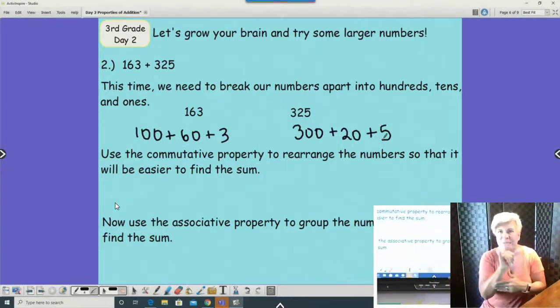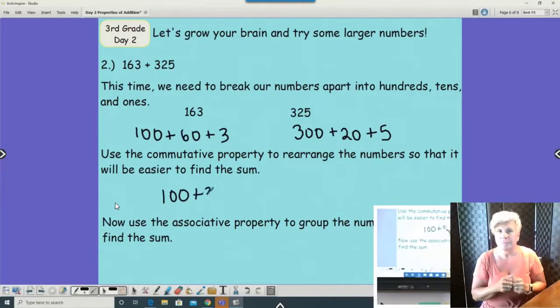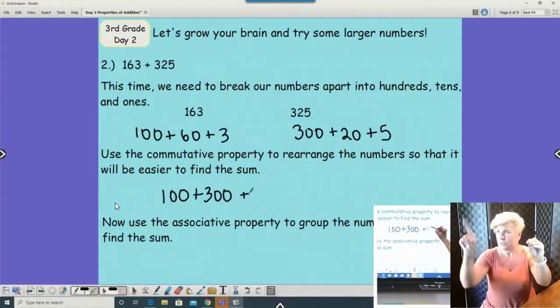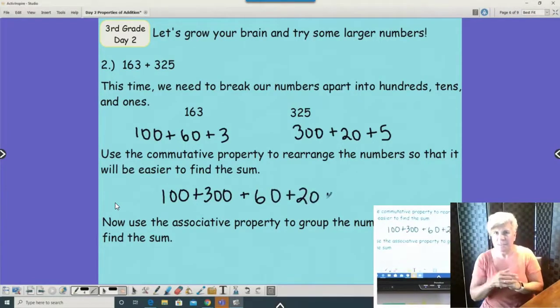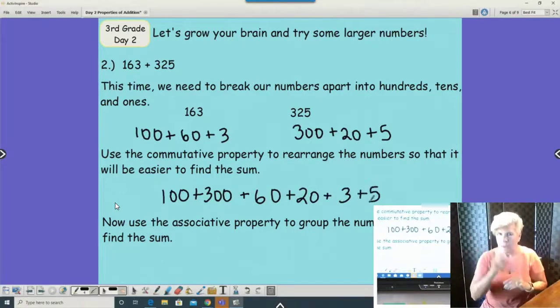Let's start with our hundreds. So let's bring our 100 and our 300 and let's put them together. What do you think we should bring next? I agree. I think the tens should come next. Okay, so here we go. I've got 60 plus 20. And then that only leaves our ones, so let's bring our ones down. 3 plus 5. So our commutative property just said switch the order to make it easier.